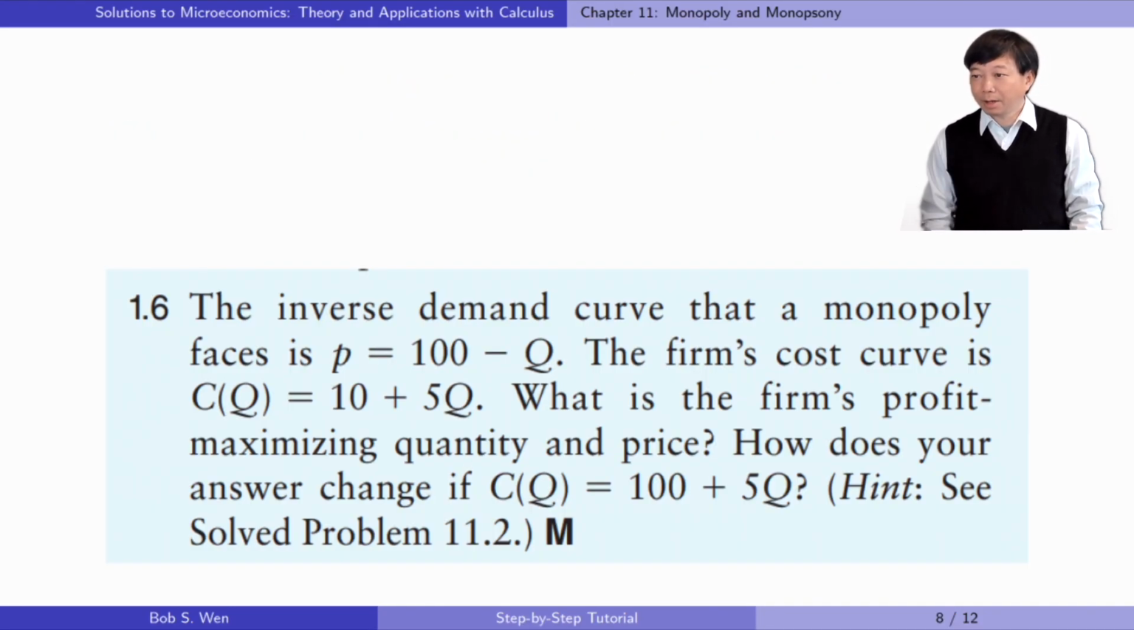Here is exercise 1.6. The inverse demand curve that a monopoly faces is linear. The firm's cost curve is as follows. What is the firm's profit maximizing quantity and price? How does your answer change if the cost function changes?